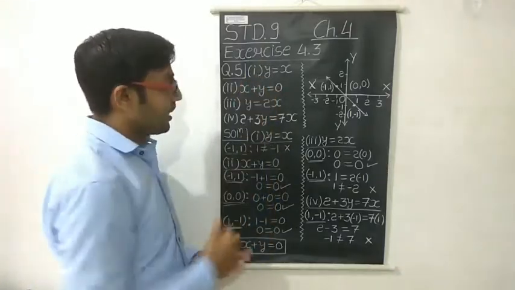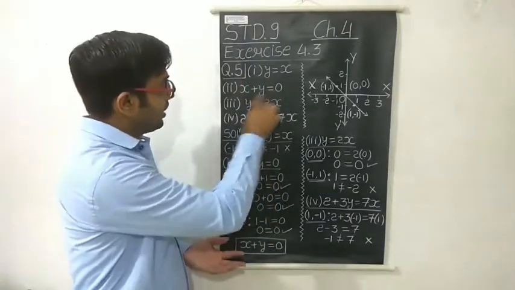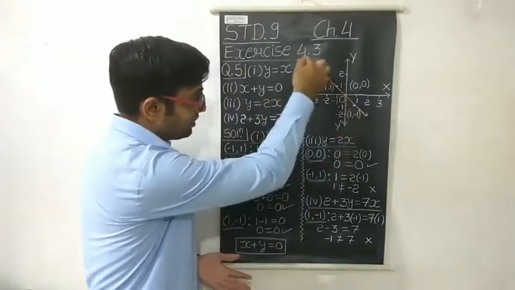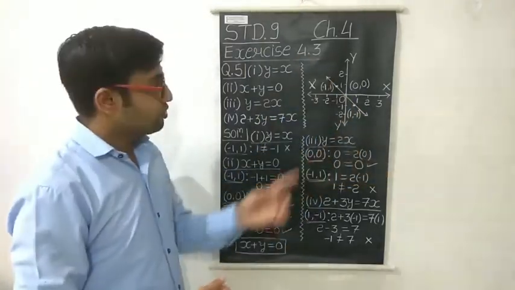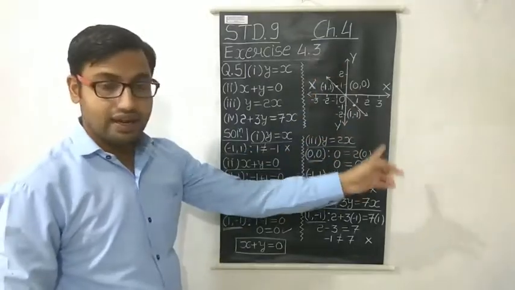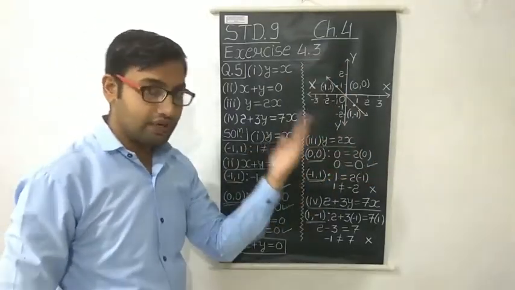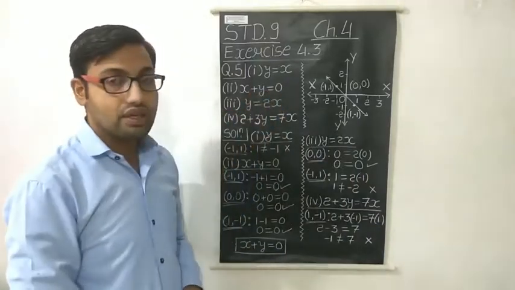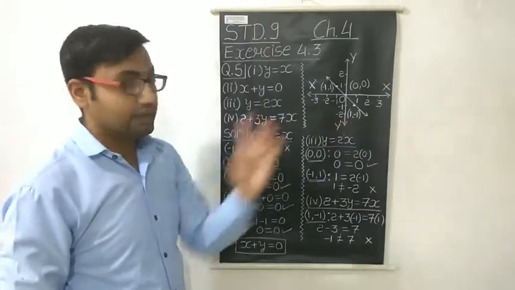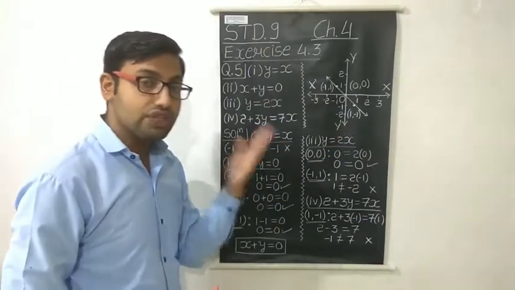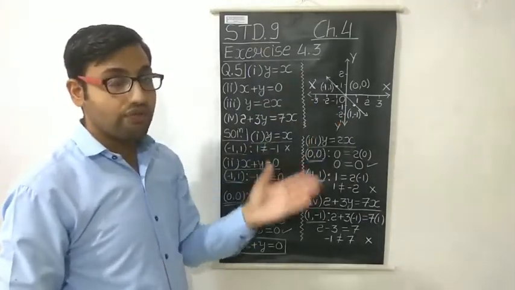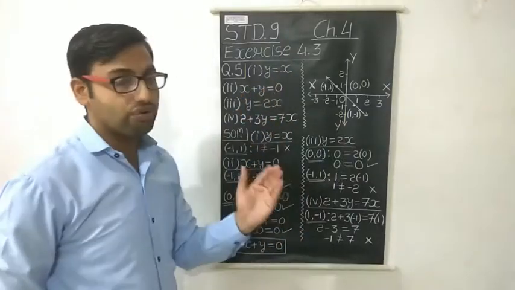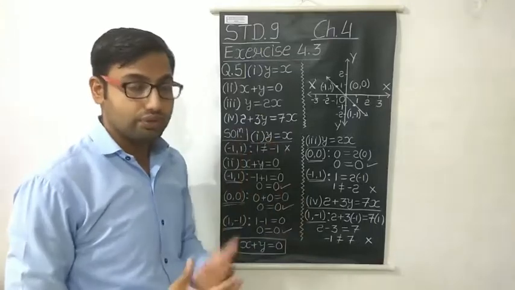So what are these choices? All these are linear equations in two variables. And what is this? This is a line, the graphical representation of a linear equation in two variables, and this is the mathematical form. So this graph is of which line: first one, second one, third one or fourth one? That we have to find out.